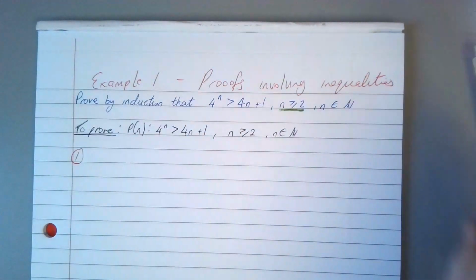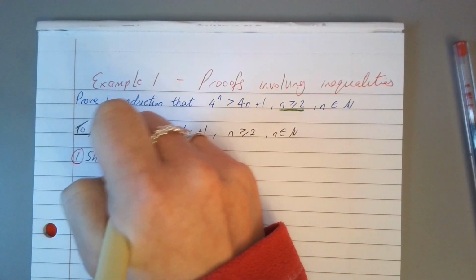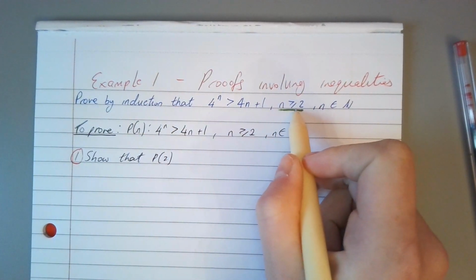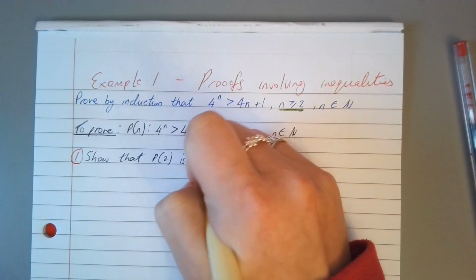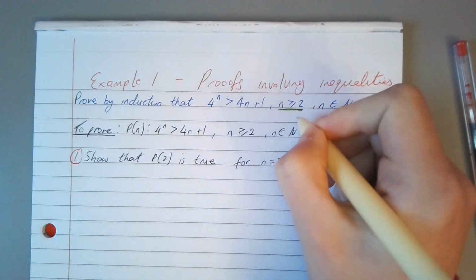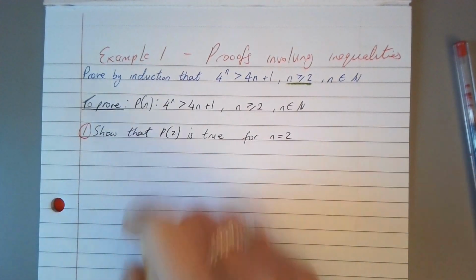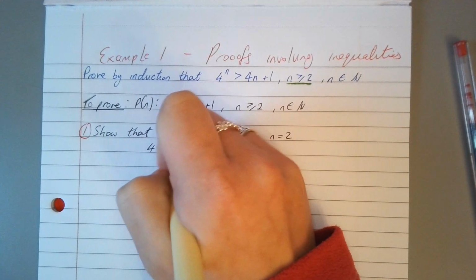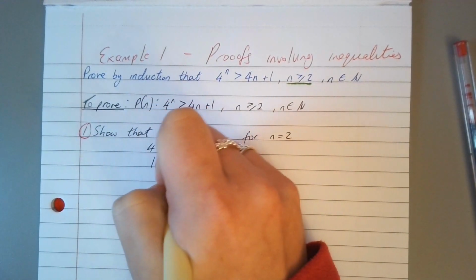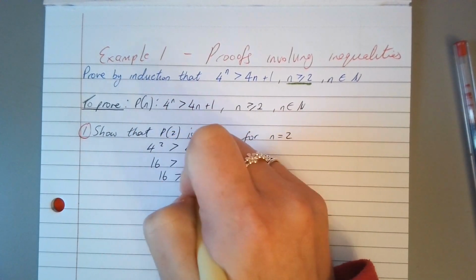So 1. So we want to show that proposition 2, so it's 2 because of this here, is true for n equals 2. So that's our lowest number or base number for this question, and we'll sub in 2. So 4 to the power of 2 greater than 4 times 2 plus 1. 4 squared is 16, greater than 4 times 2 is 8 plus 1. 16 is greater than 9.